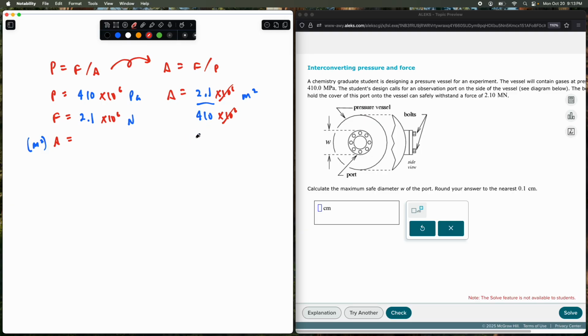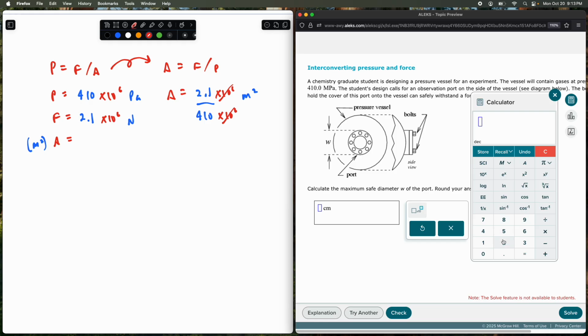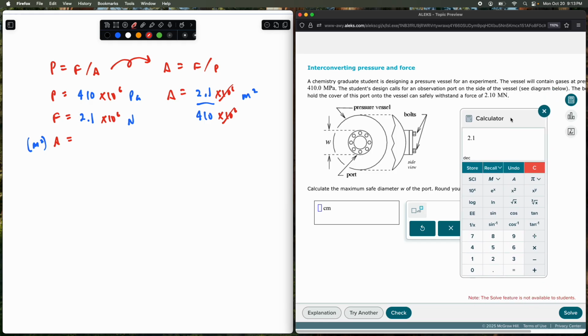Okay, so let's do this. 2 over 400 is about, let's see, 1/2 divided by 100 is about 0.005, I think. It's going to be a little bit bigger than that. Let's do it in the calculator. 2.1, did I get that right? Yeah, I did. 2.1 divided by 410 equals 0.005. Perfect.